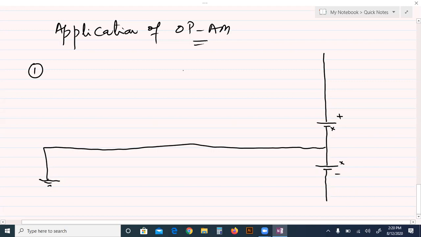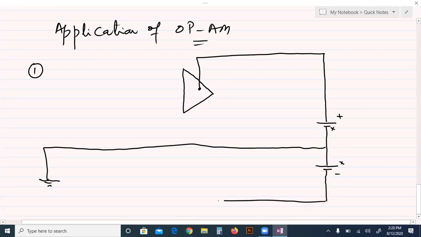Now we have to give supply to the op-amp. Positive supply from this side of the battery to switch it on, and negative supply from this side. Do remember, here is no junction. For a junction, we have to draw a dot. Without it, the wires are not connected, they are just crossing each other. So this side is the positive supply, this side is the negative supply.